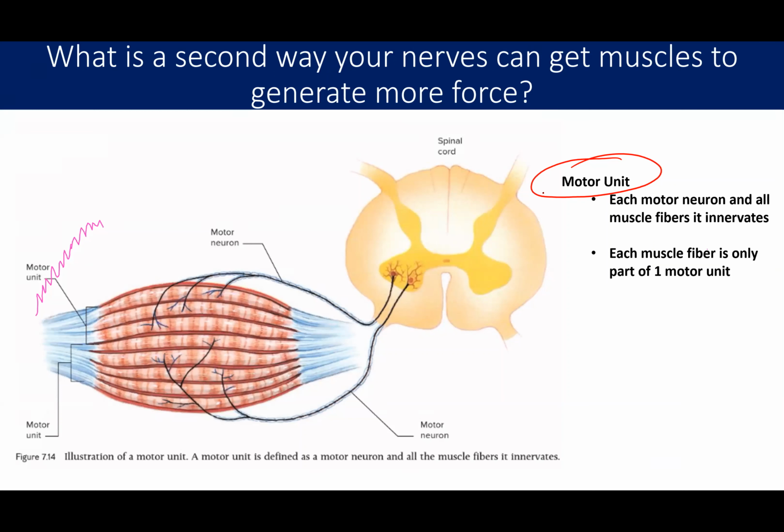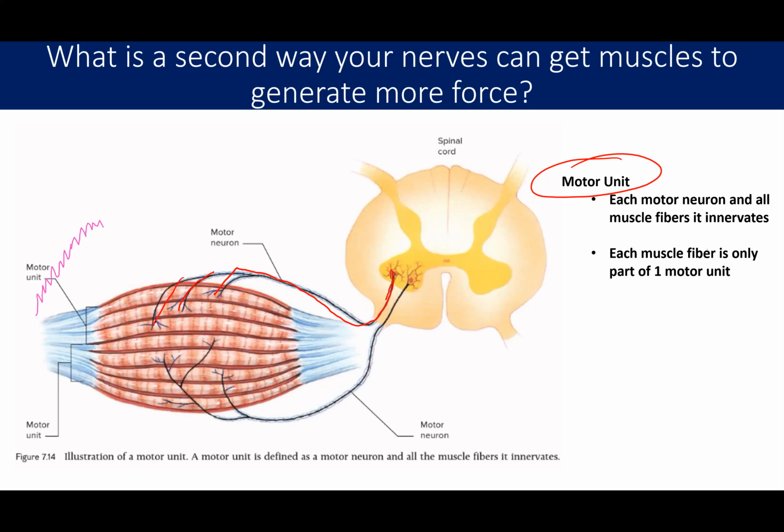Now, you can see here's a neuron coming out of the spinal cord, and it's going down and hooking up with 3 muscle fibers. Every neuron is going to innervate multiple muscle cells or muscle fibers. And how many muscle fibers it innervates will tell you how much force you can get for a given neuron.